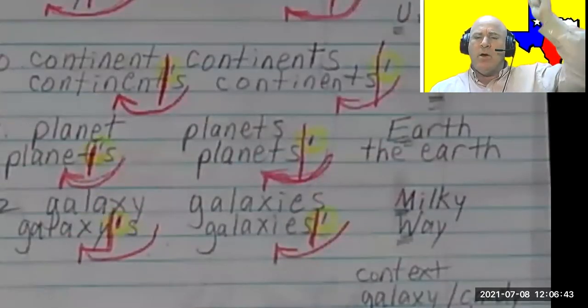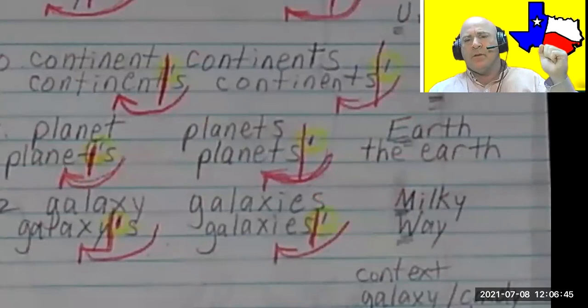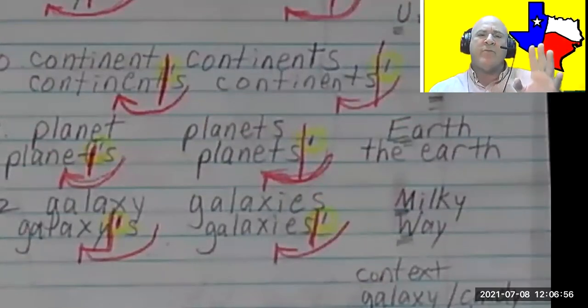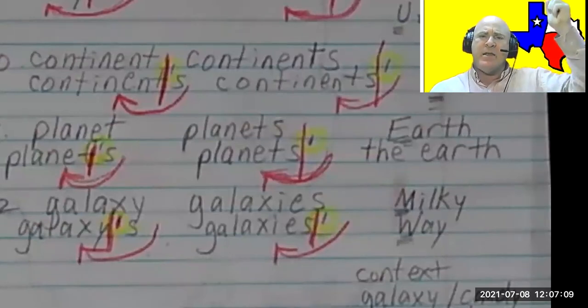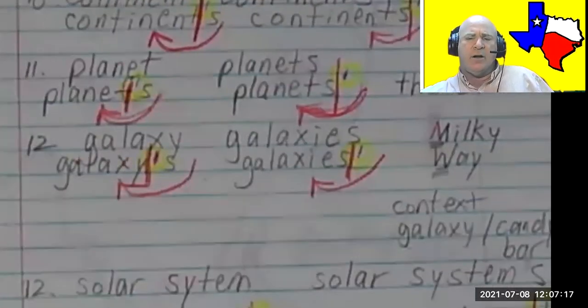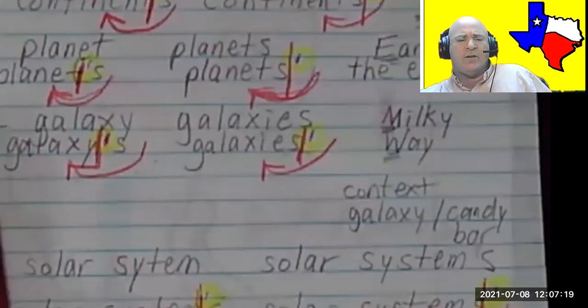The Milky Way is a galaxy and also a candy. In both cases, you would have to capitalize them. And so you have to decide, am I talking about a group of planets, part of our solar system, or am I just talking about a candy bar? Notice I didn't say candy bar because we're not naming the candy bar. Okay, so there it is. Check the context. Are we talking about a galaxy, or are we talking just about a candy bar?